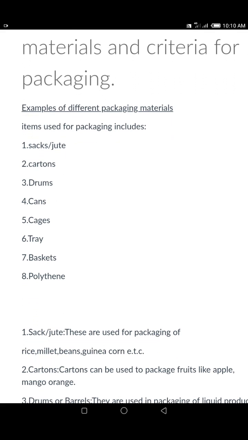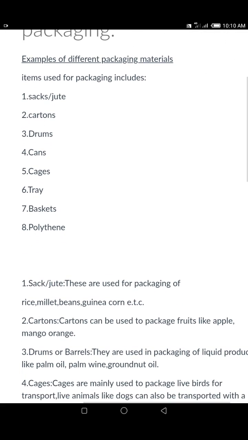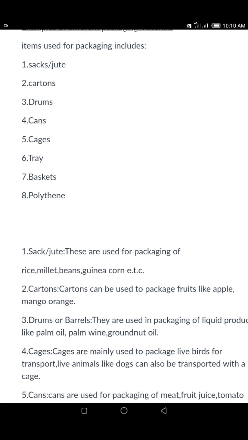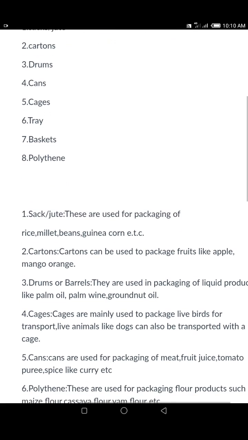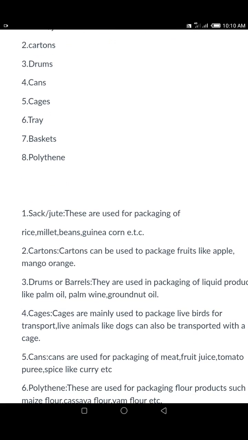Items which you can use for packaging include your sack, the jute bag, and cartons. You can use your drum or barrel in packaging. You can make use of cans. You can make use of cages. You have the tray, the basket, and polythene bag.